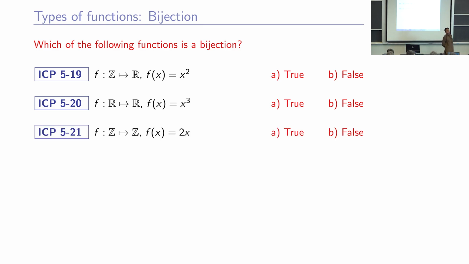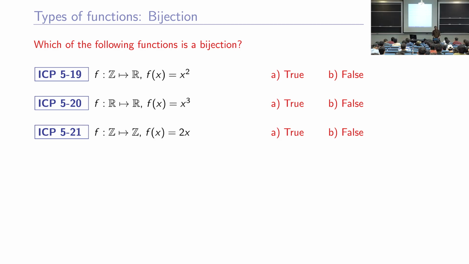How about this one? f of x equals 2x from integers to integers. Is this a bijection? So what happens? What property does it violate for the function? The function is not one-to-one. Is it not one-to-one? It's not onto. It is one-to-one. Every integer has a unique double, right? That's true, but it's not onto. Not every integer is a double of someone. So it's not onto. That's why the function is not a bijection.